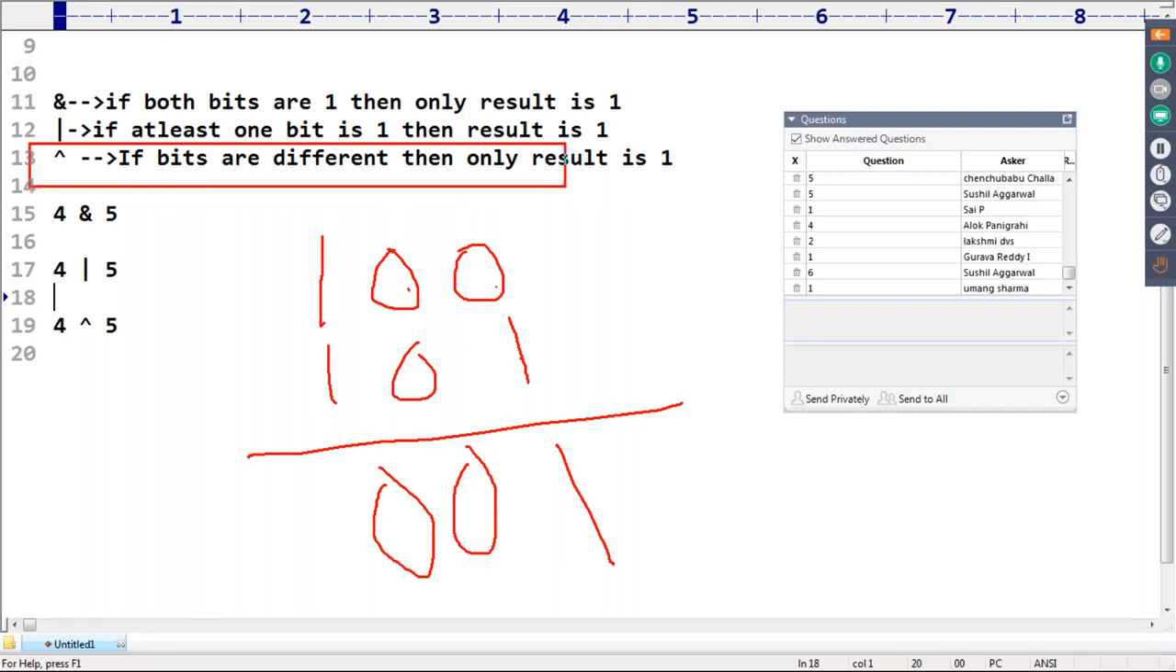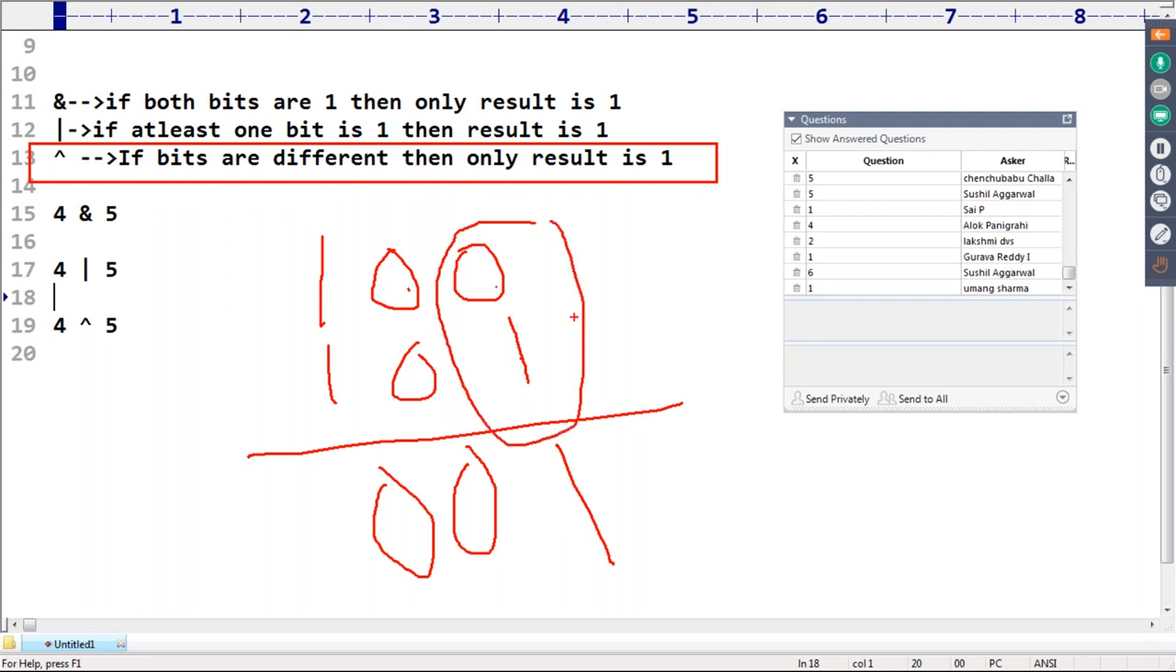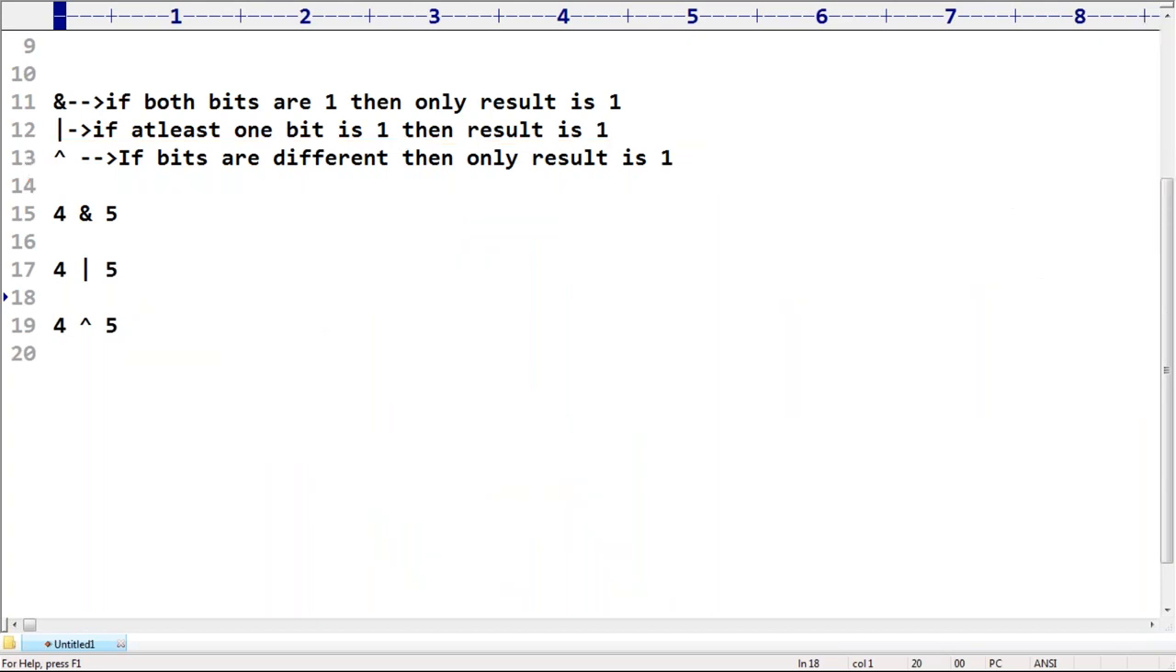What is the meaning of XOR? If both bits are different, then only the result is 1. If both bits are same, then we have to consider 0. So 0 0 1, what is its value? 1 is the answer. Everyone can understand, right? How the bitwise operators are going to work: 4 AND 5, 4 OR 5, 4 XOR 5.